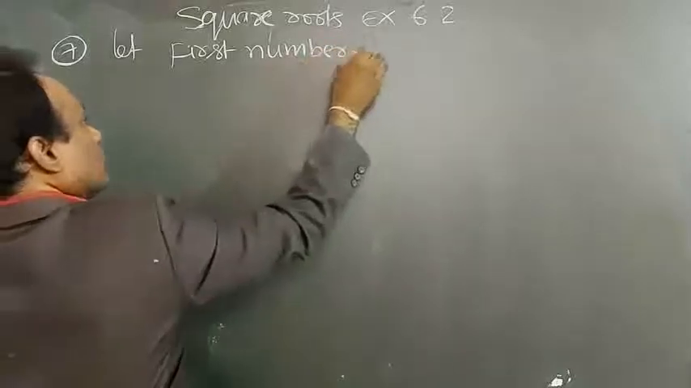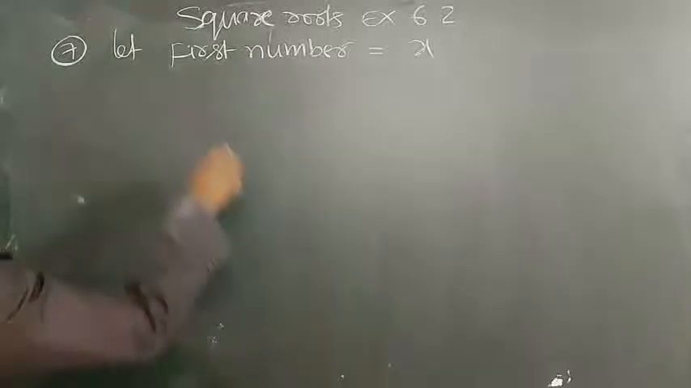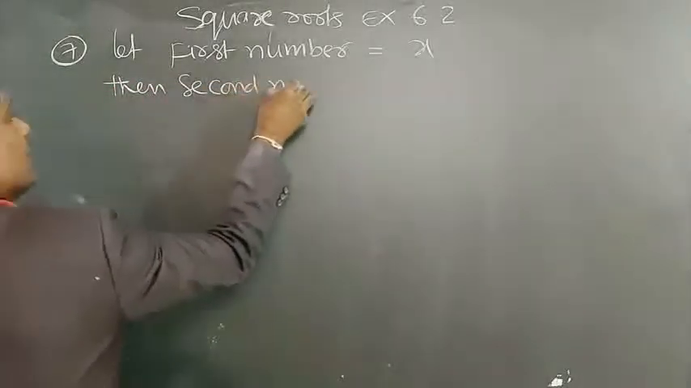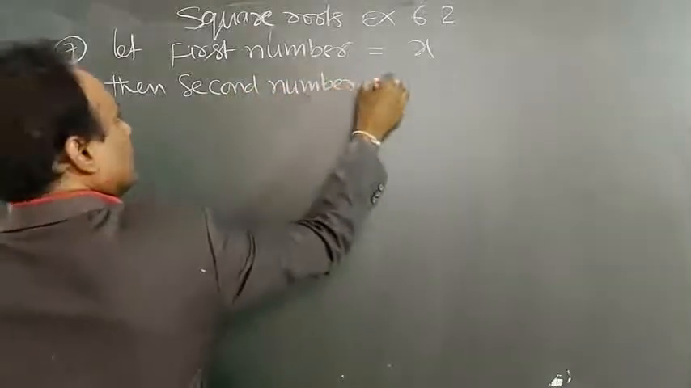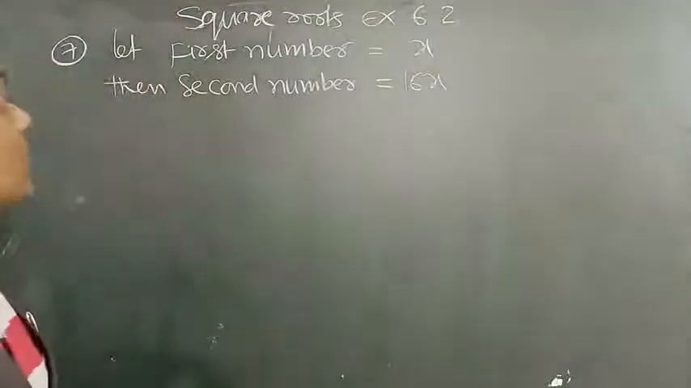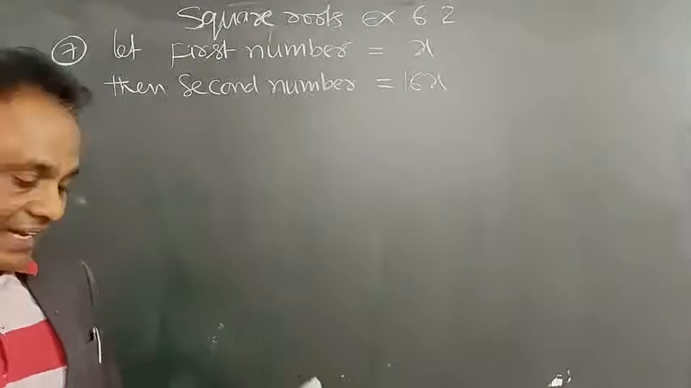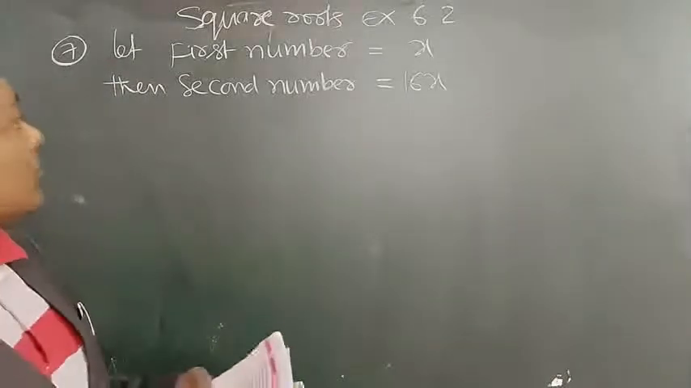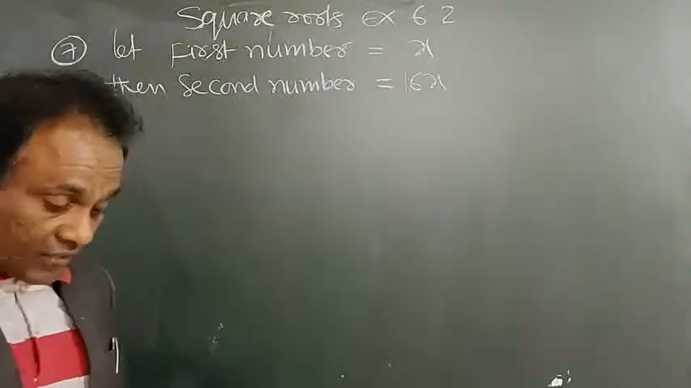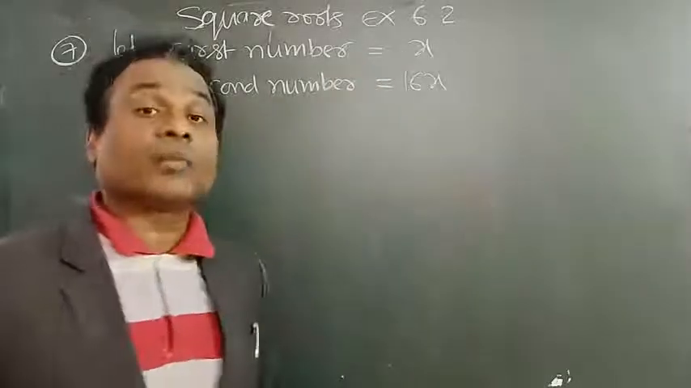See, there are two numbers, students. Let the first number be x. Then the second number is 16 times the first number. First number x means the second number is 16x. One number is x, so the other number is 16 times that, 16x.